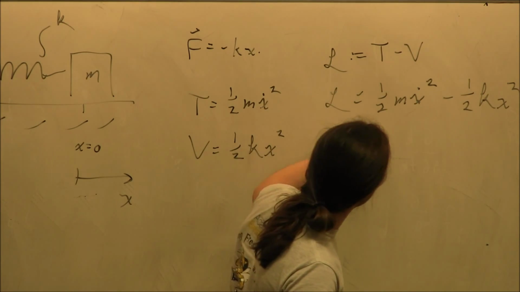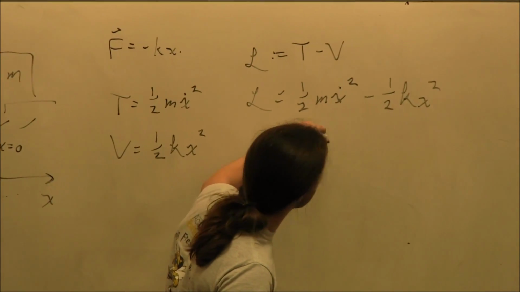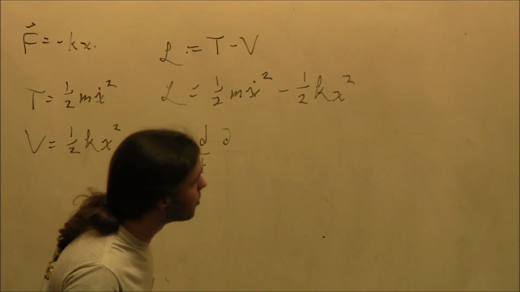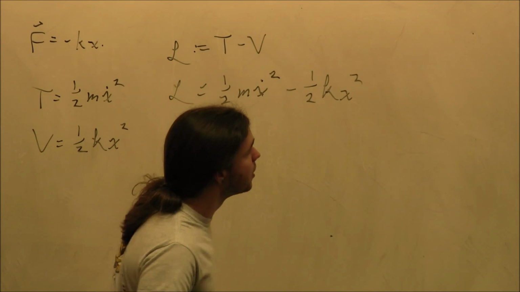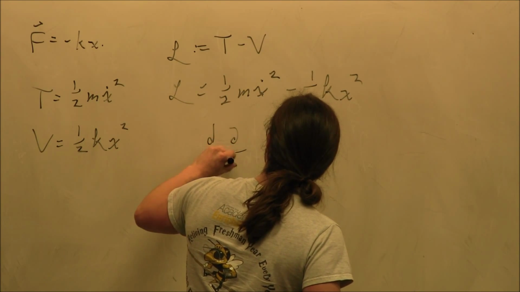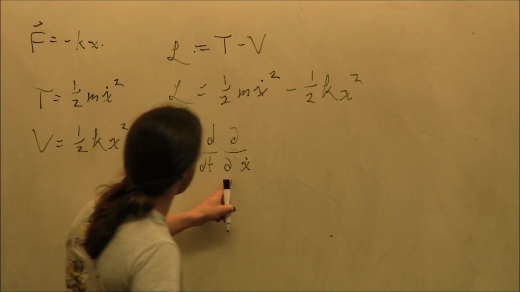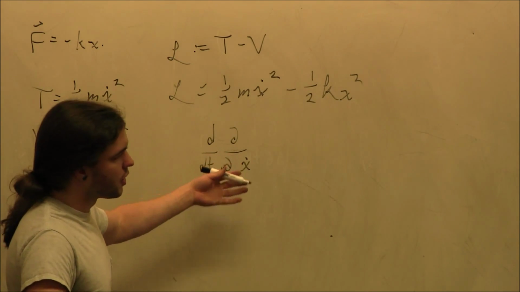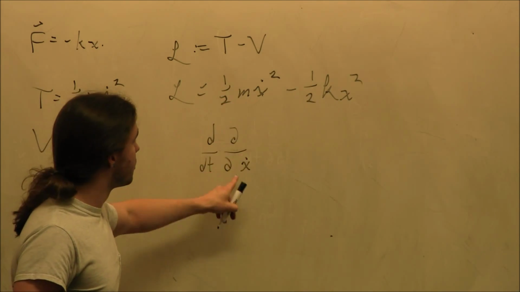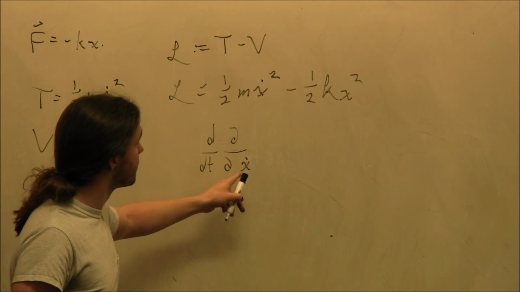And now from here, we can just use the Euler-Lagrange equation. So the left-hand side of it, I erased it earlier, but whatever. The q's earlier were standing for our coordinates, so now our coordinate is x. So take the partial derivative with respect to x dot.